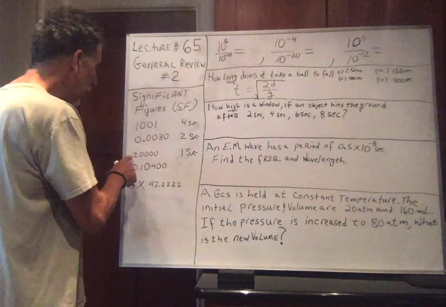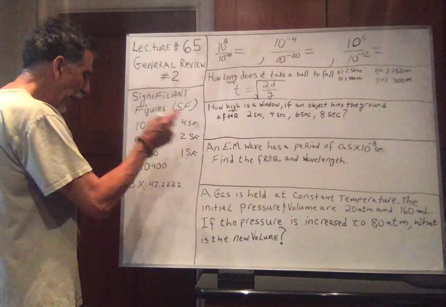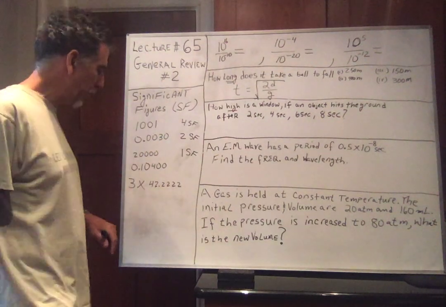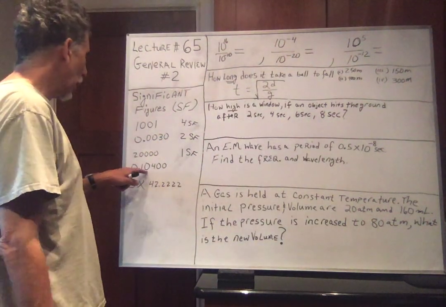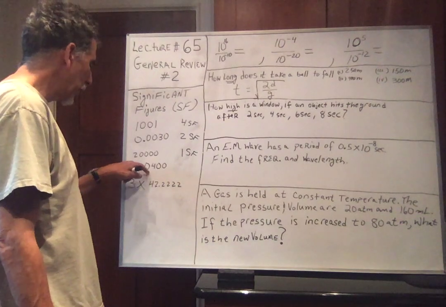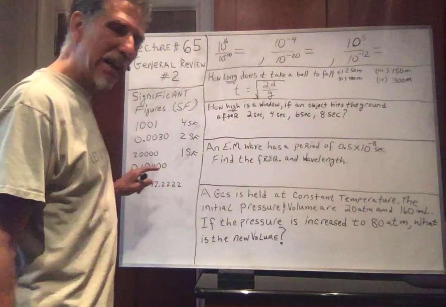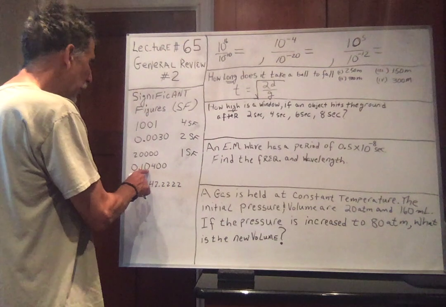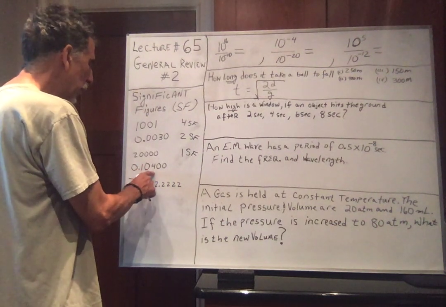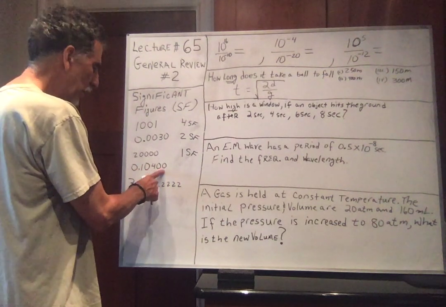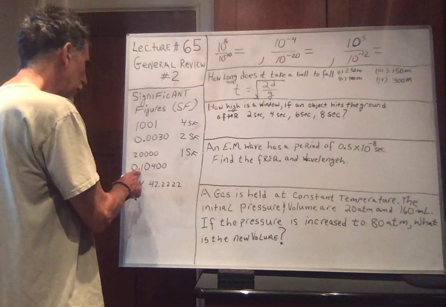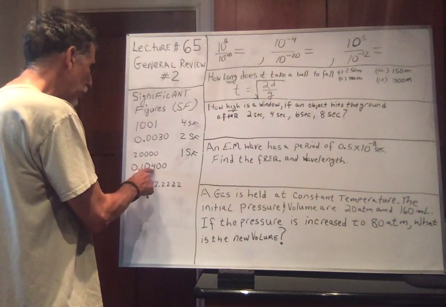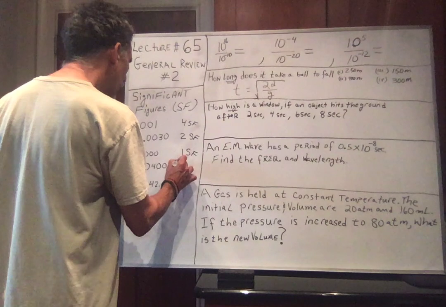Even if there was a decimal place in front of the two, then this would have five significant figures, okay? All right, zero, not significant because it's to the left of the first non-zero digit. Zero in between non-zero digits are significant. Trailing zeros are significant because there's a decimal place. So we have one, two, three, four, five significant figures.